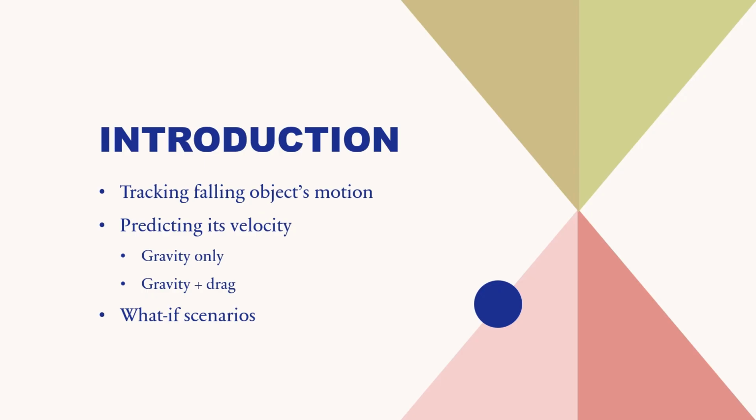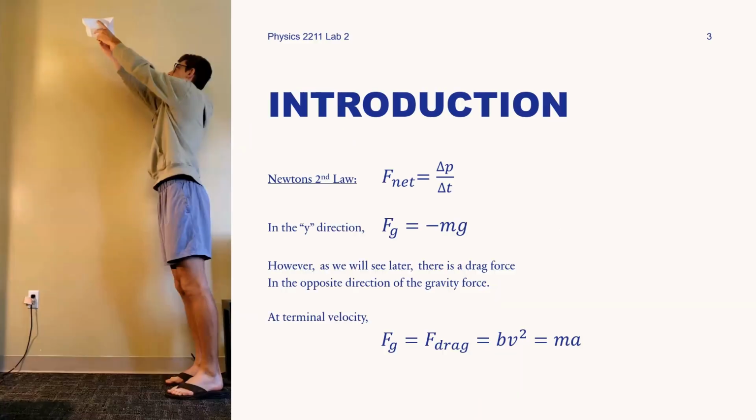This lab discusses tracking a falling object's motion, predicting its velocity with gravity and drag, and including some discussion about what-if scenarios. This lab mainly talks about Newton's second law, specifically in the y direction. This equation works great for estimating, but not in the real world.